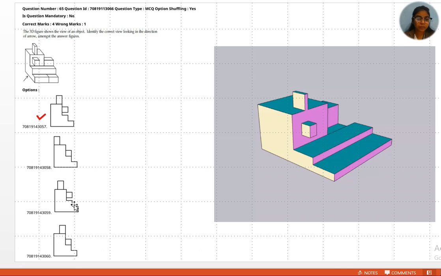Now we are left with A and C. See, in A and C also, look at what they have done with this cuboid part. This cuboid part will be on the right hand side, but they have placed it in the center. So that's why this is wrong.